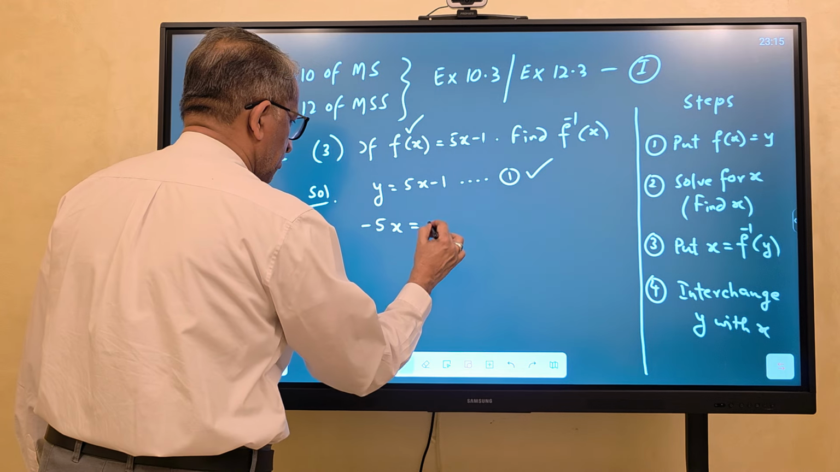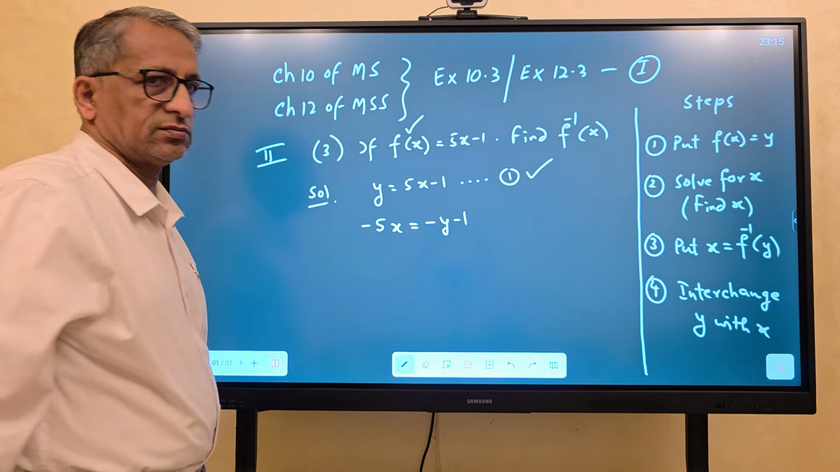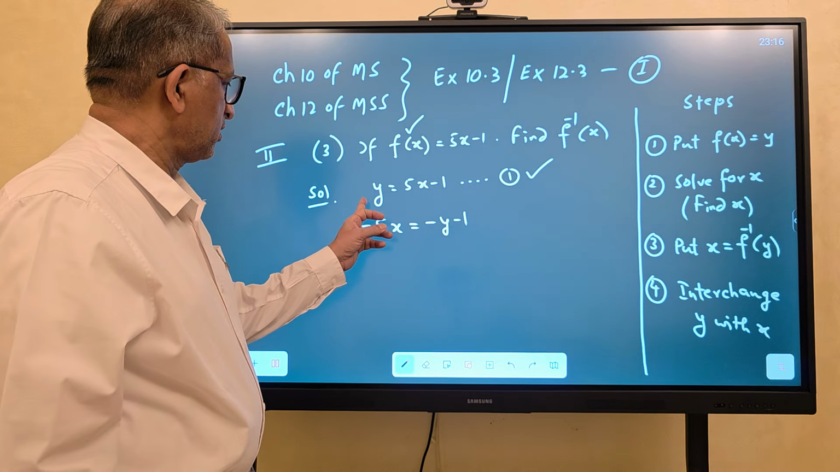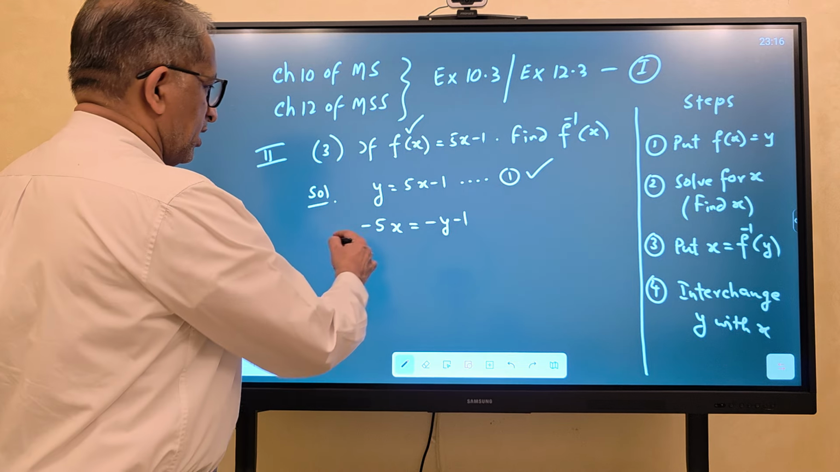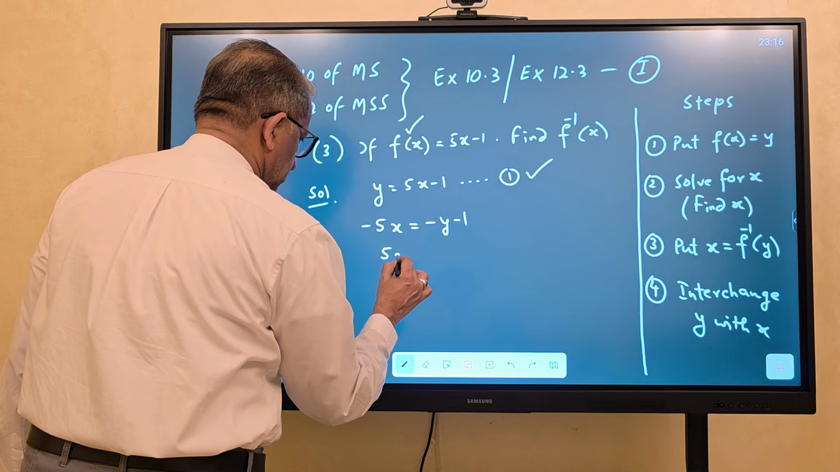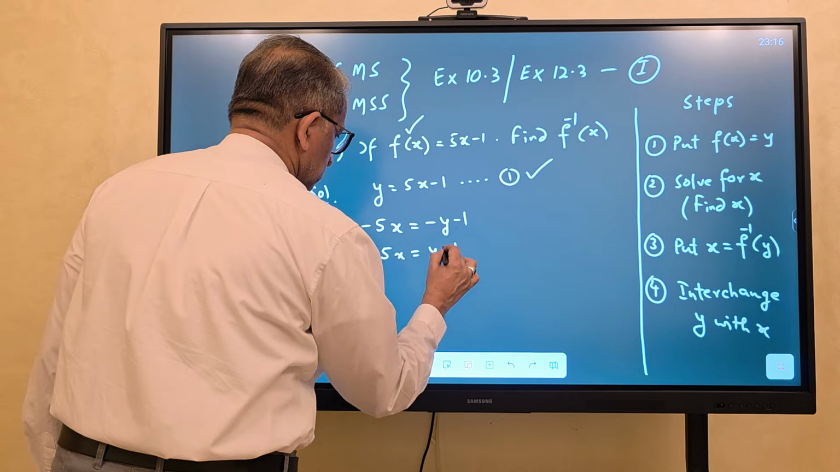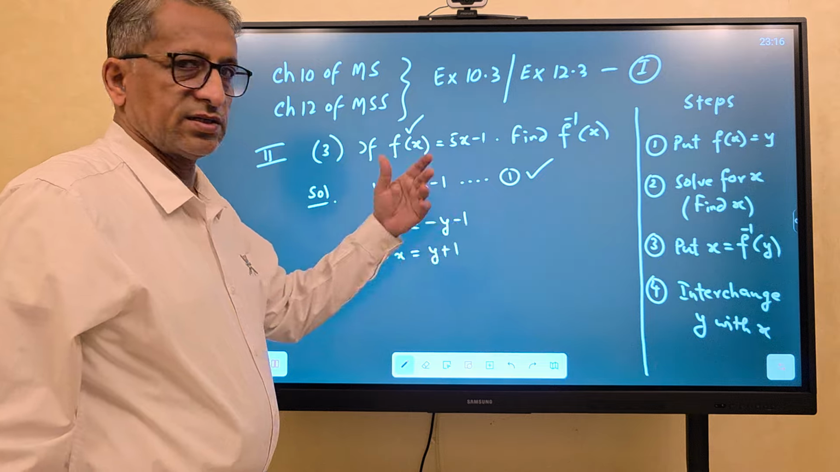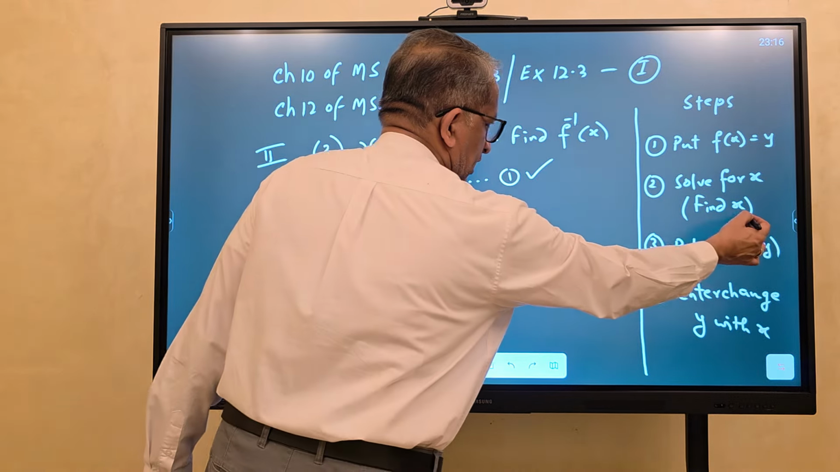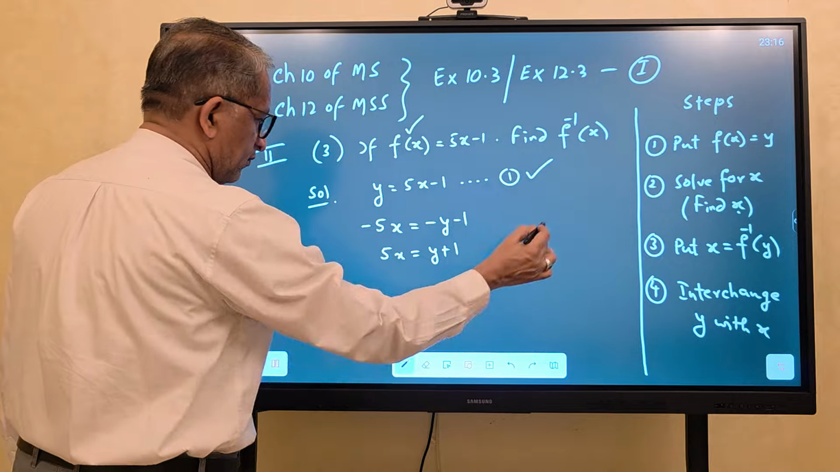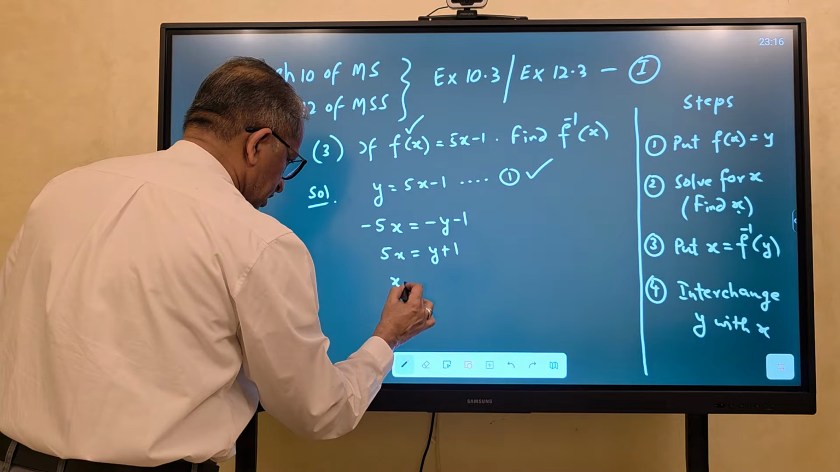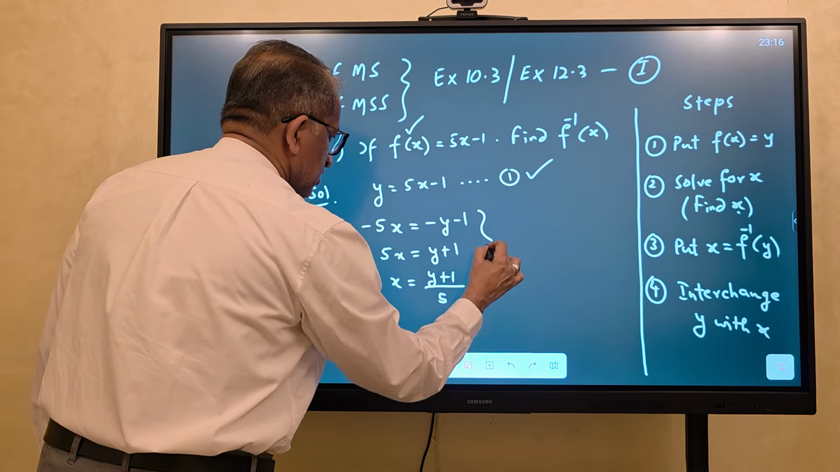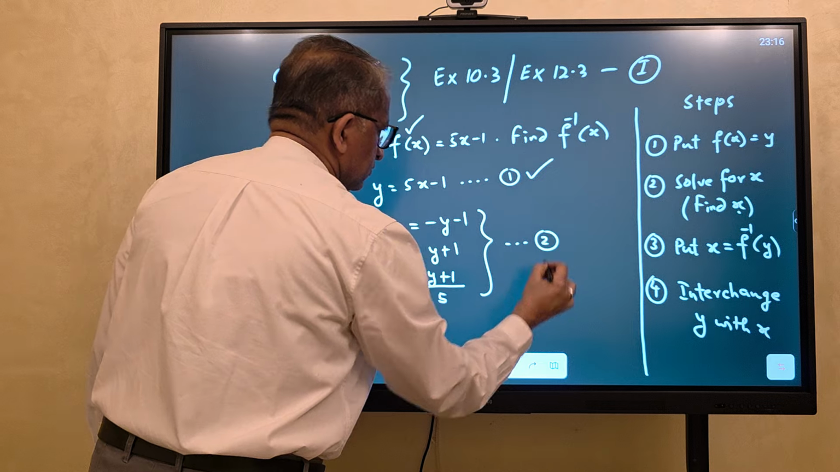Minus 5x equals minus y minus 1, because I want the value of x. So I bring this on the left, then this on the right. Cancel minus. So it is 5x equals y plus 1, minus, minus, cancels. But I want only x, but you have here 5. So divide by 5. x is equal to (y plus 1) by 5. So this is step number 2.